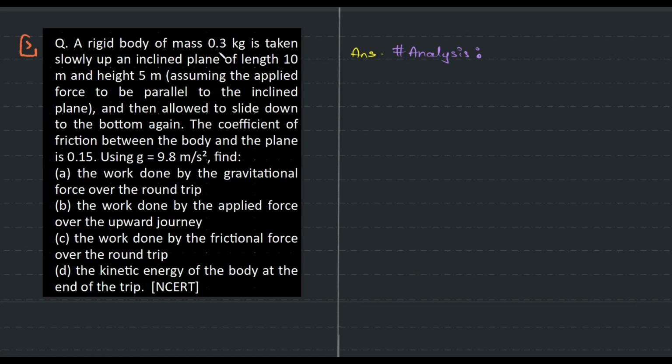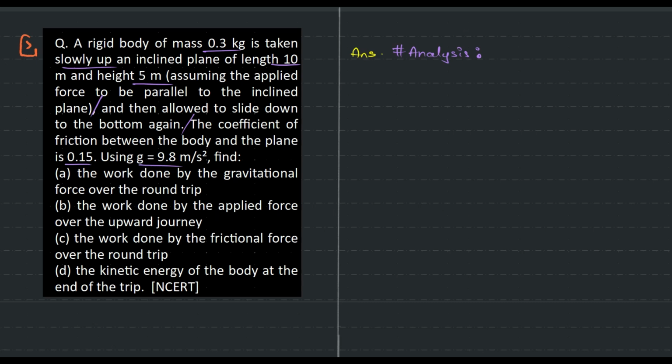A rigid body of mass 0.3 kg is taken slowly up an inclined plane of 10 meters at a height of 5 meters, assuming the applied force to be parallel to the inclined plane. Right? That's a good set of information. Slowly up and so on and so forth. Then it is allowed to slide down to the bottom again. The coefficient of friction between the body and the plane is this. G is this. Find the work done by gravity.